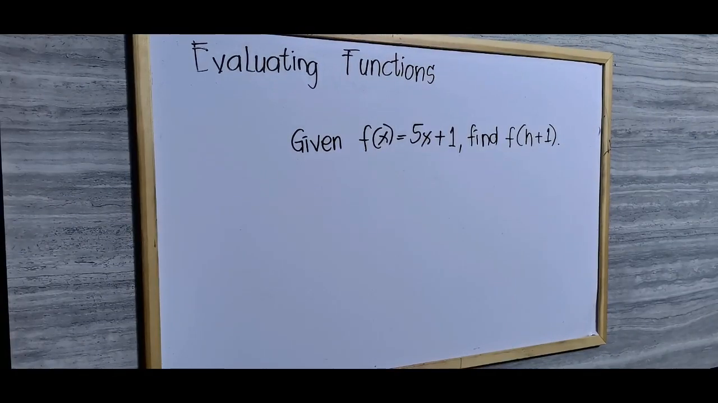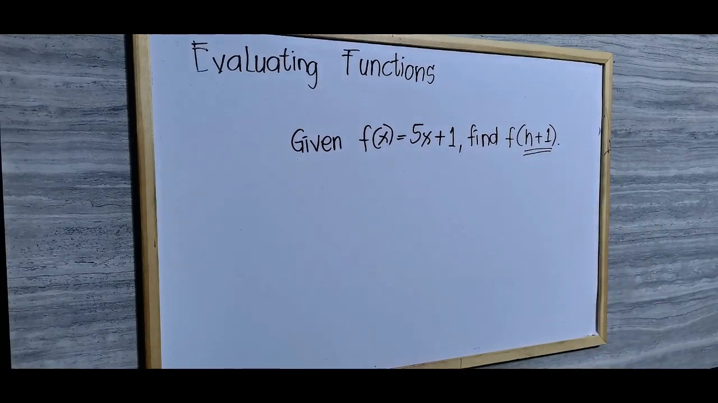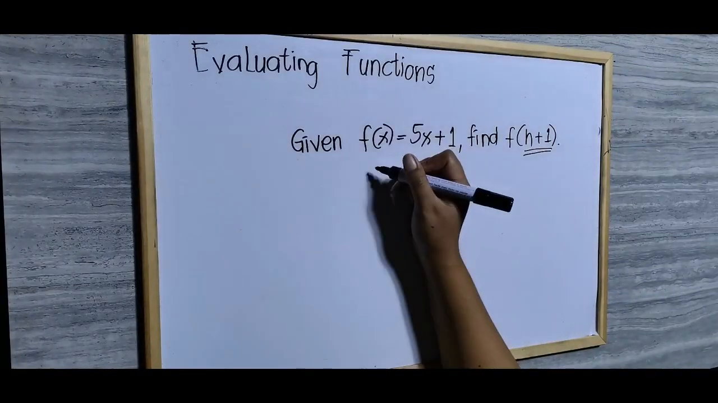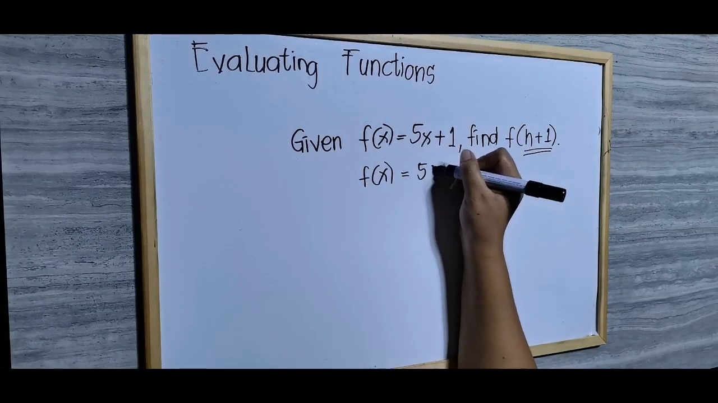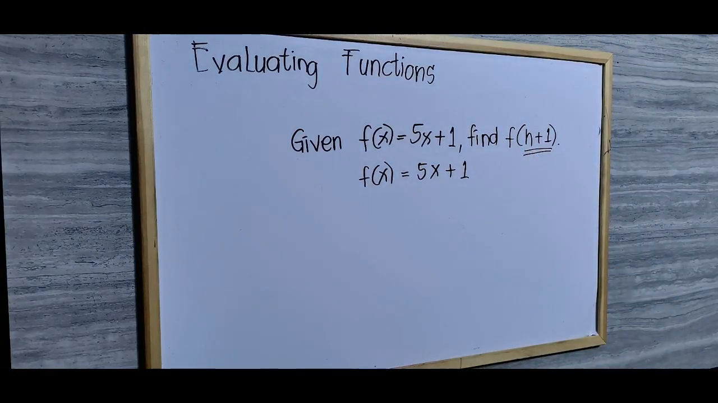Our next given is f of x is equal to 5x plus 1. Let us find f of h plus 1. So, in this situation, mga anak, ang ipapalit daw natin sa x in the given equation is h plus 1. Okay. So, kapag ganito, anak, let us write first the function. So, we have f of x is equal to 5x plus 1. Next step is to substitute h plus 1 into the equation for x.